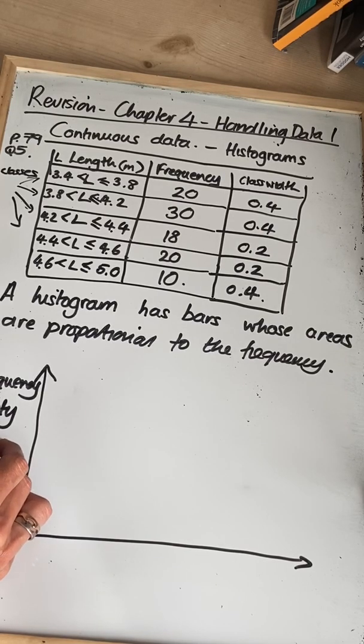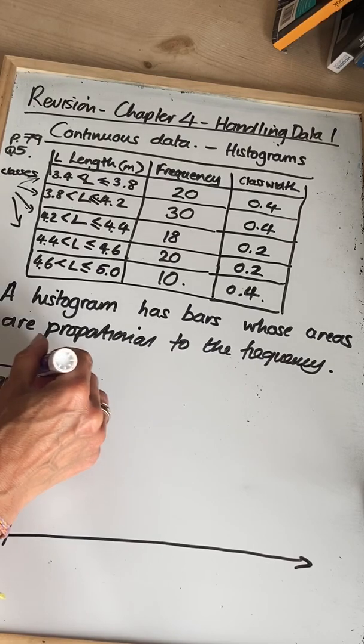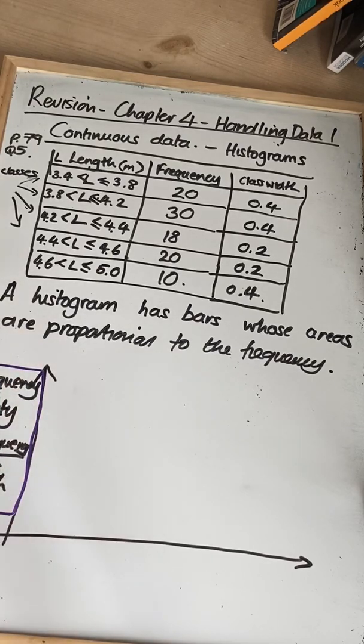frequency divided by class width. Okay, so that's what frequency density is, and you do need that definition. It would be nice if you didn't write it on your y-axis, but I had to because I'm a bit out of space. Okay, so frequency density is frequency over class width.